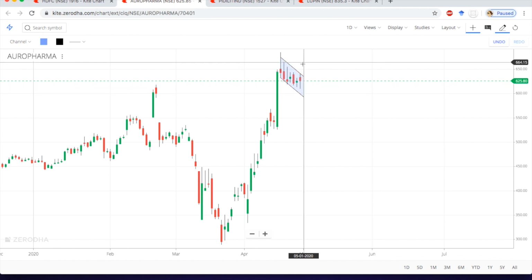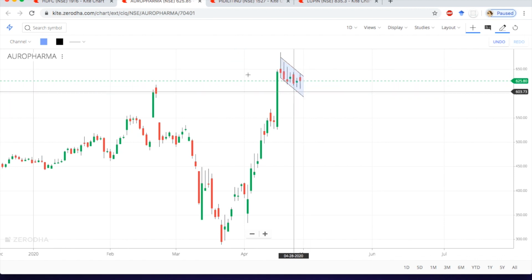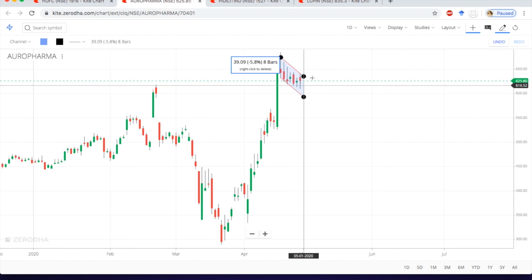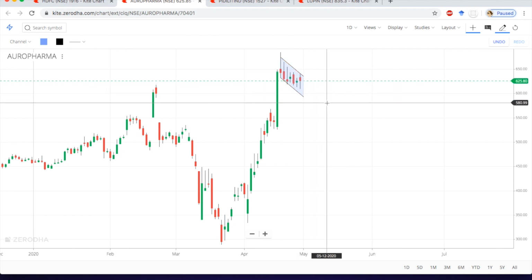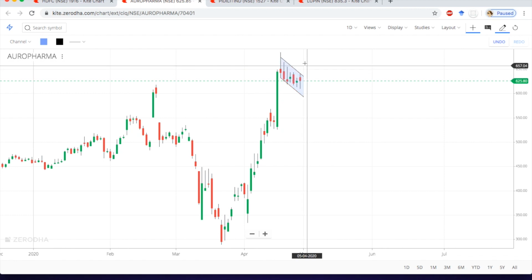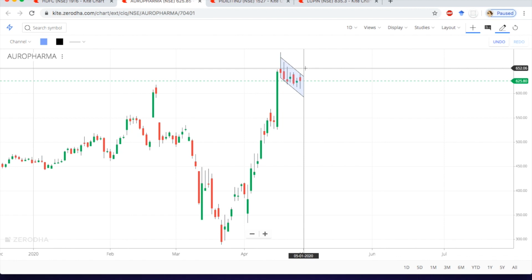Entry is defined: breakout or breakdown if it is a reverse flag pattern. Stop loss is below your swing low, and target is up to you. Normally I prefer, when the breakout happens, to close my target on the close of the first candle, or I will book my profit.